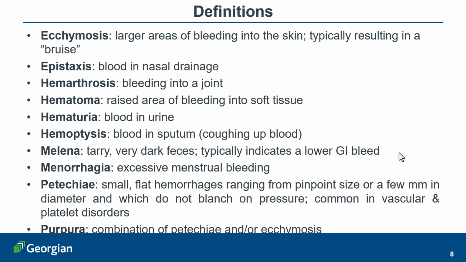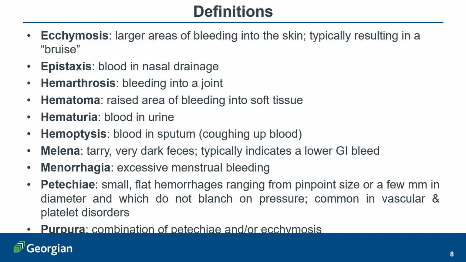Let's go over some definitions before we get into the actual disorders. Ecchymosis is a large area of bleeding into the skin, typically referred to as a bruise. Epistaxis is a nosebleed. Hemarthrosis is bleeding into a joint. Hematoma is bleeding into soft tissue, for example, a muscle. Hematuria is blood in the urine, could be macroscopic or microscopic, usually indicates a defect in the glomerulus. Hemoptysis is blood in the sputum when you're coughing up blood.